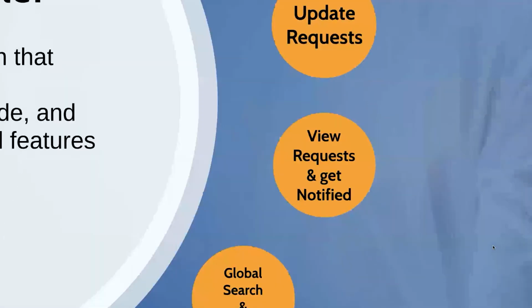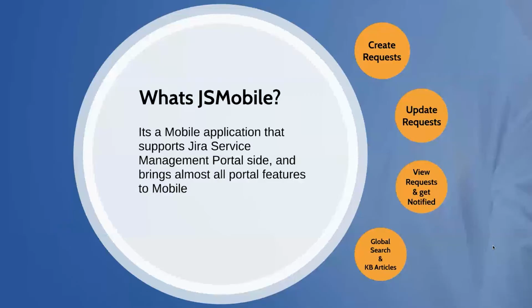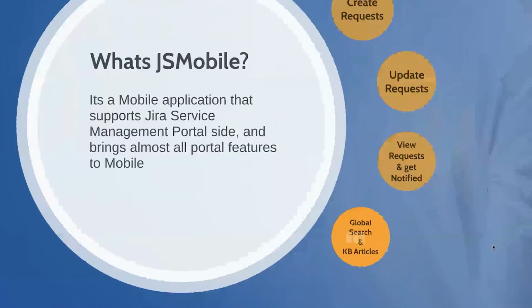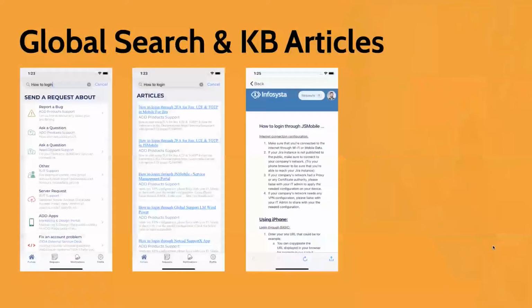Now, also in the application, there are two important features: the global search and the KB knowledge articles. The user can type anything in the search field. It's the same as the help center on the Jira Service Management portal side, where anything you type, you will receive the related request types from any service desk, or you will receive the KB knowledge articles if you link the Confluence application with the Jira Service Management tool.